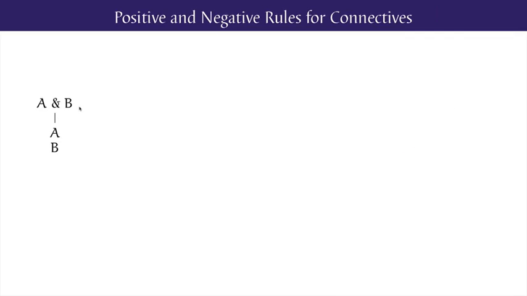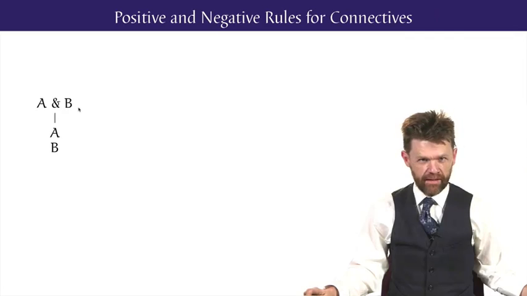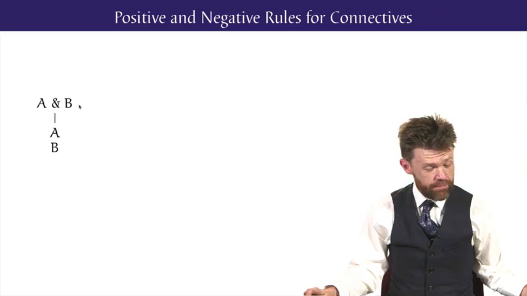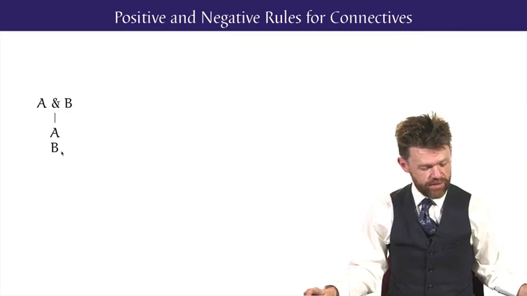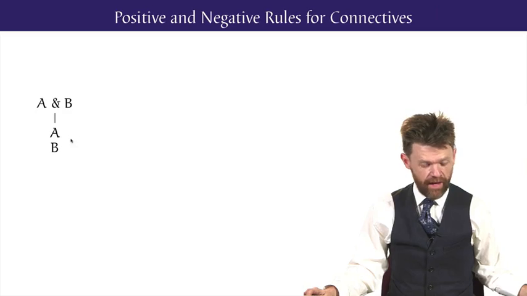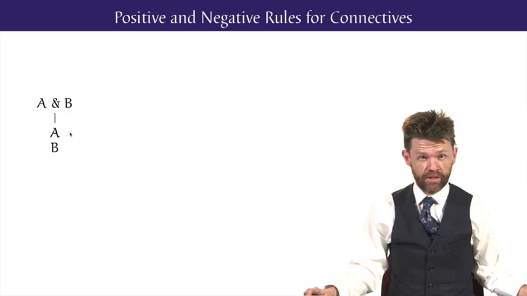If we have a conjunction, we simply unpack it into its conjuncts. If A and B is true, then so are A and B. And you'll notice this works in reverse. If A and B are both true, so is the formula we started out with, the conjunction A and B. This tells us what would happen if a conjunction is true.